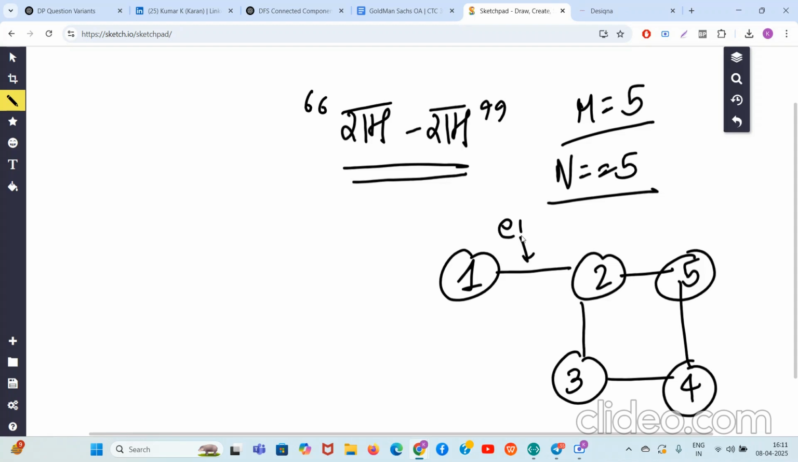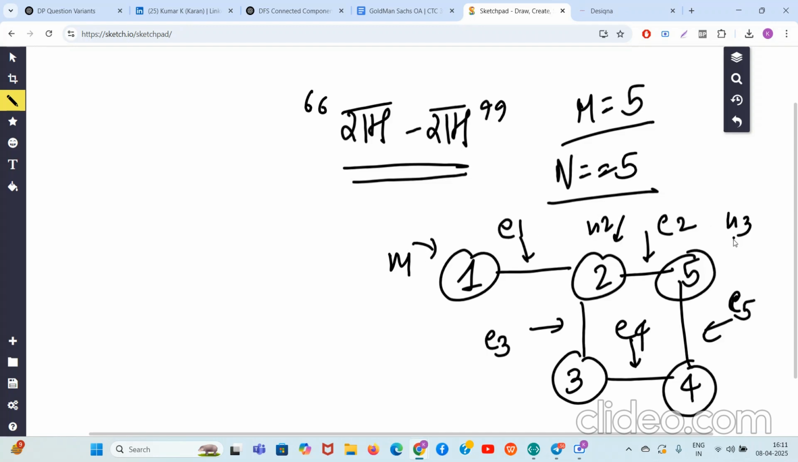This is edge number 1, this is the second edge, this is the third edge, this is the fourth edge, and this is the fifth edge. So what I'm trying to say is that this is a graph of n nodes. These are the nodes: first node n1, second node n2, third node n3, fourth node n4, and fifth node n5. You can number them in any way you want.